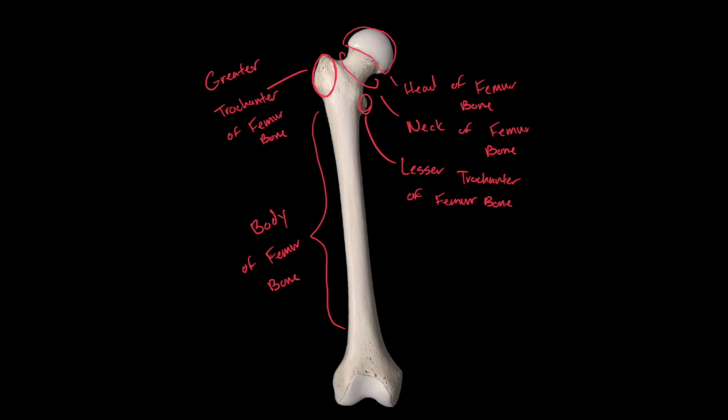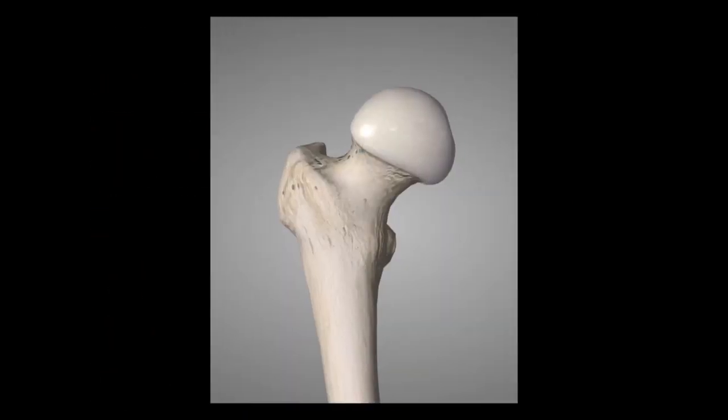Awesome. Now let's go into more detail at the proximal end of the femur bone. Again, this is the head of the femur bone. We have the neck right here. This large bump is the greater trochanter, and the smaller one is the lesser trochanter.